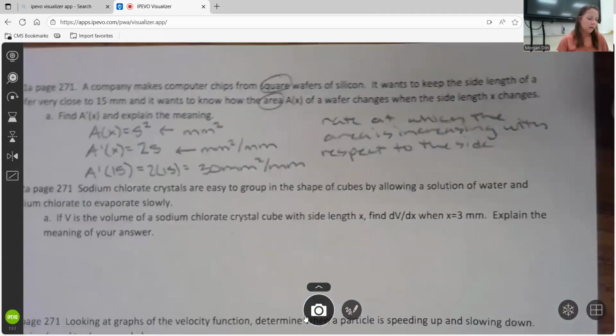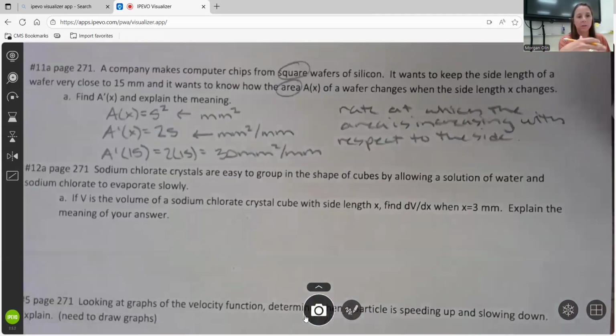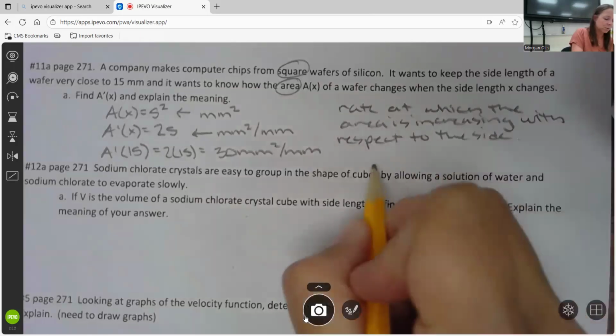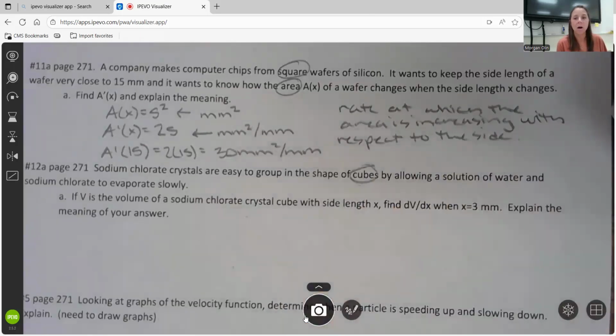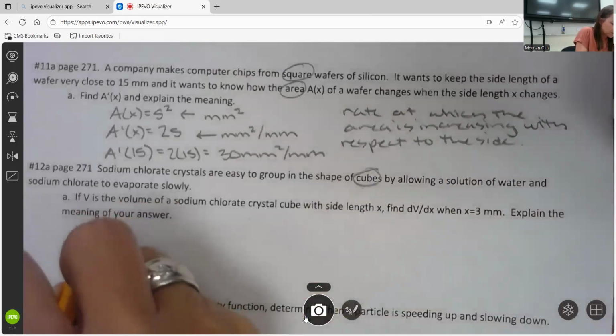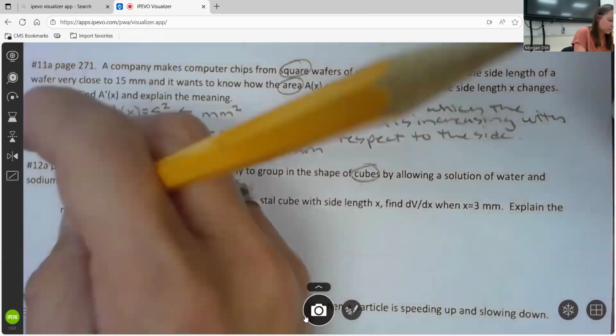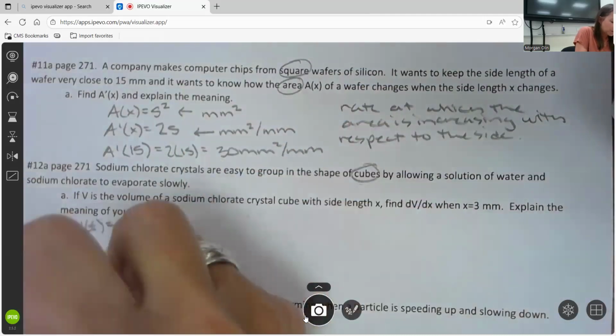All right. So make sure you know what the meaning of the derivative is. Now, our next one, 12A, page 271. Sodium chlorate crystals are easy to grow in the shape of cubes. Pay attention to that. So cubes, by allowing a solution of water and sodium chlorate to evaporate slowly. If V is the volume of sodium chlorate, I'm going to stop there. What is the volume of a cube? Okay. Volume of cube, I'll just say V of T, is T cubed.